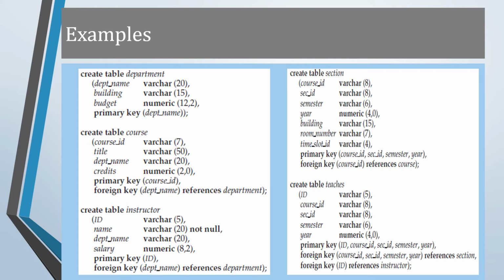And the table teaches consists of a primary key and two foreign keys. The primary key is a composite key which consists of a set of attributes: ID, course ID, section ID, semester, and year. And the foreign key course ID, section ID, semester, and year references the table section, and the ID references the table instructor. So we can define more than one foreign key in a table. So we should specify the referenced relation. That's a point that we have to keep in mind.